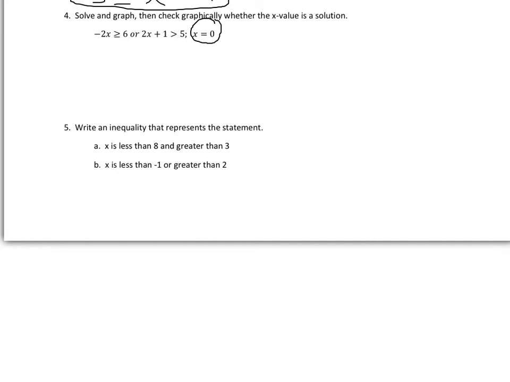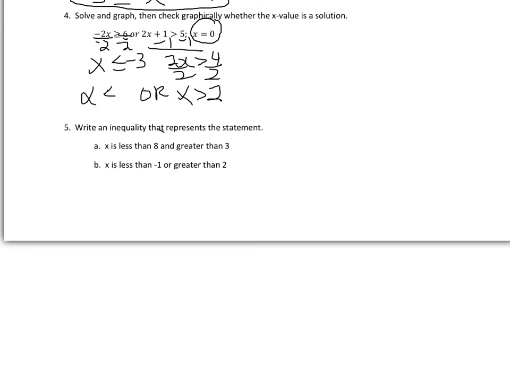So we still want to isolate our variables. So we're going to divide by -2 on both sides. Now, since we're dividing by -2, we've got to switch the direction of the inequality. So we're going to have x is less than or equal to -3. And then we'll subtract 1 to solve this other inequality. And we do 2x is greater than 4. Divide by 2. And I get x is greater than 2. And I want to get this all in one line because I really need my or in between. So let's bring this: x is less than or equal to -3, or x is greater than 2.